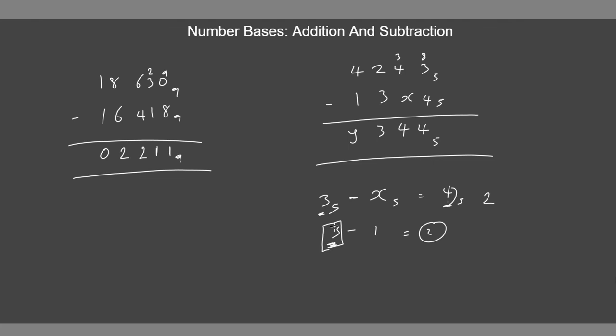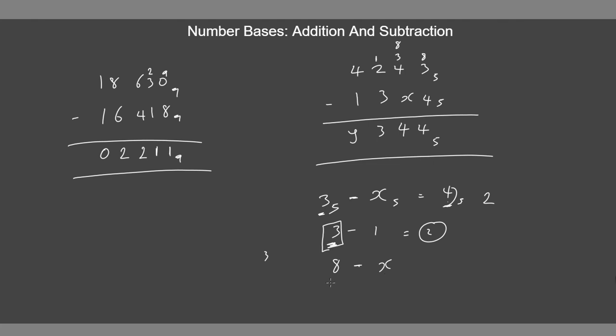If you borrow 1 from the neighbor and you add to this 3, that means you would have gotten 8, because if you have 3 originally and you borrow 1 from this 2 to add to this one, the one you borrowed will have a weight of 5 since we're in a base 5 system. So 5 plus 3 will give you what? 8. So this 8 is what we must have subtracted x from.